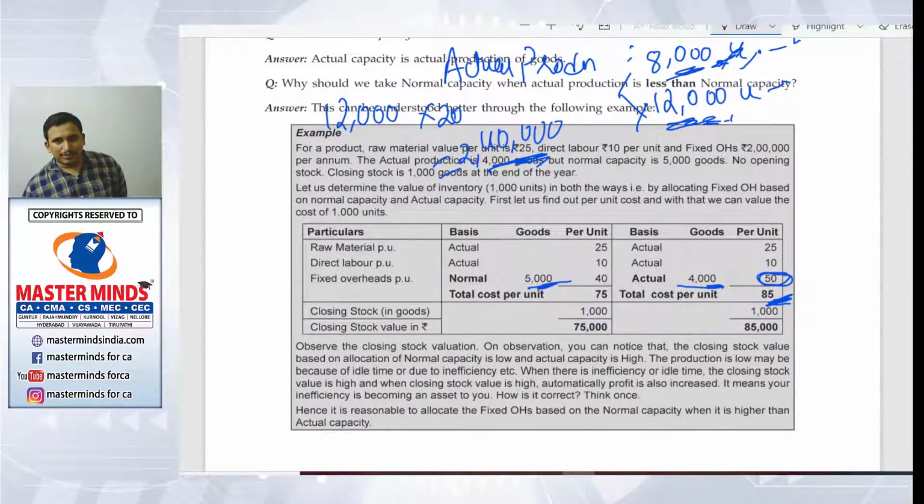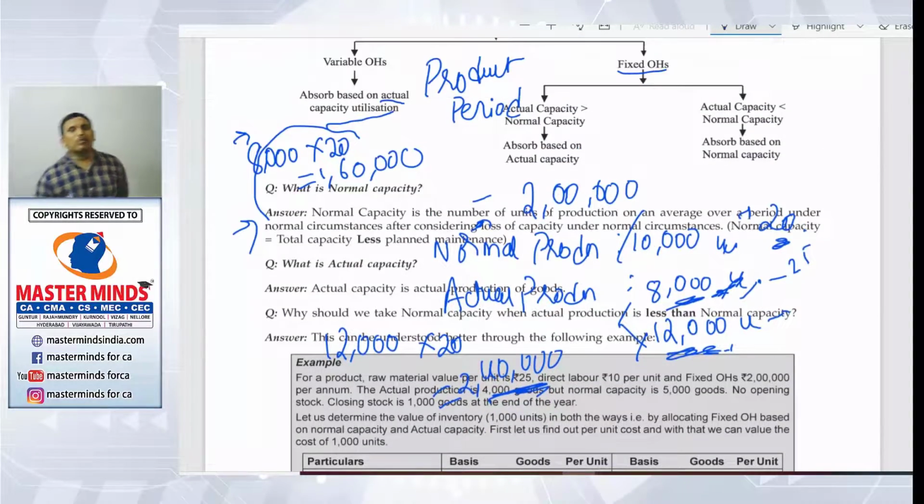Whenever actual production is less than normal production, it is due to inefficiency, it may be due to idle time. Any abnormal loss or inefficiency cannot be considered a reason to increase the cost of the inventory. Understand, cost of the inventory can never be increased because of the inefficiency or the abnormal loss.